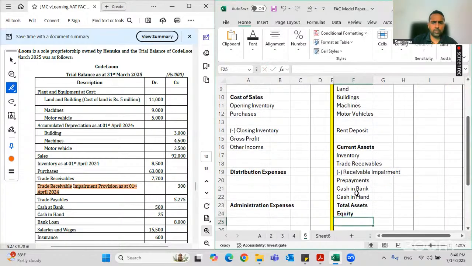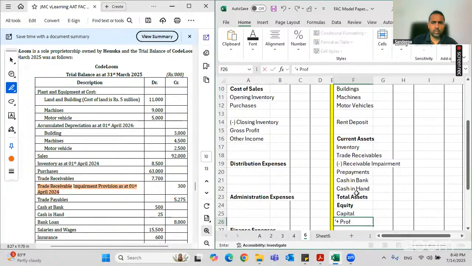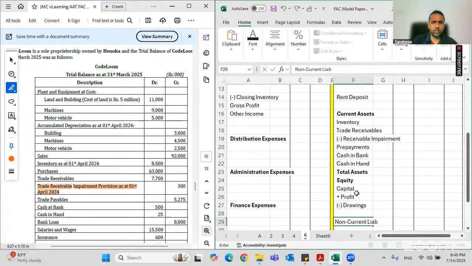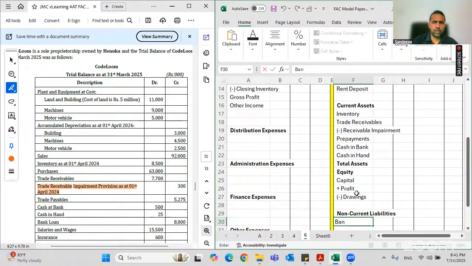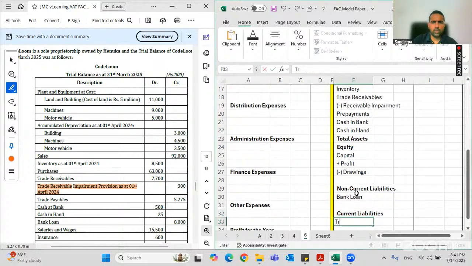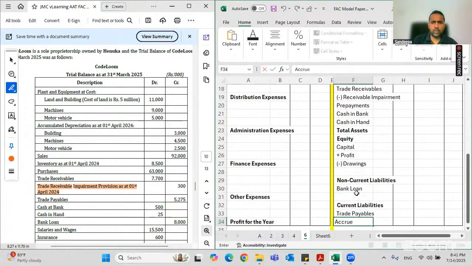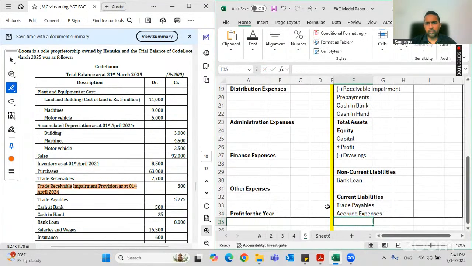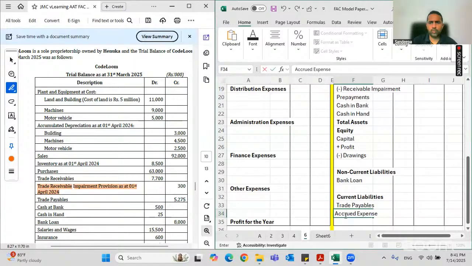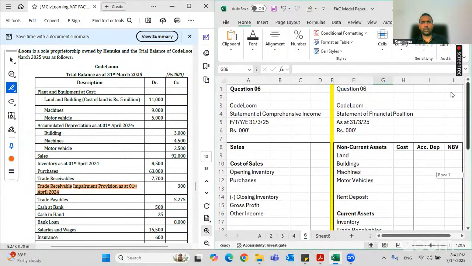Equity: capital, profit, minus borrowings. Non-current liabilities: bank loan. Current liabilities: payables, accrued expenses. Now I have put the two formats, financial position and the statement of comprehensive income. Okay.